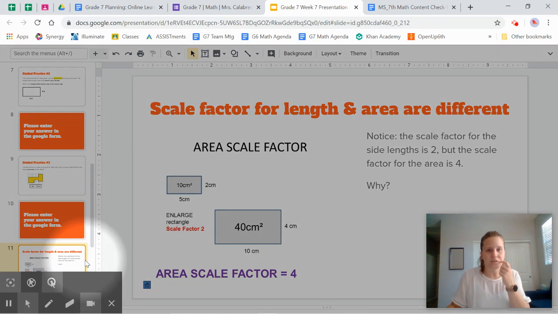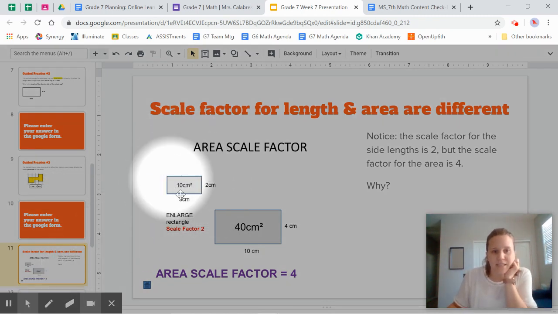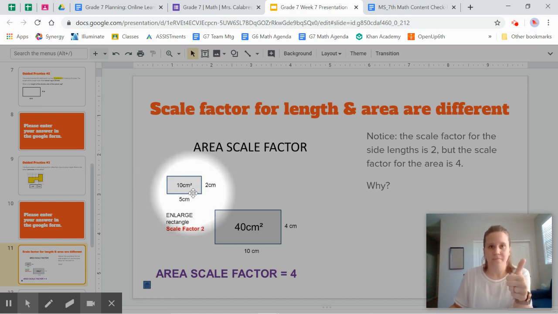I'm gonna kind of walk you through it. So take a look at this rectangle. There's a length of 5 centimeters and a length of 2 centimeters. The area is 10 square centimeters. Do you agree? Yes, 5 times 2 is 10.